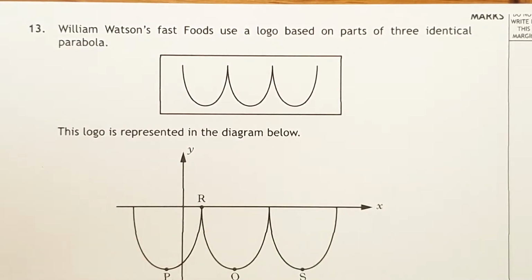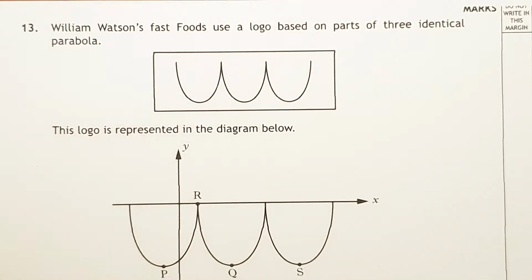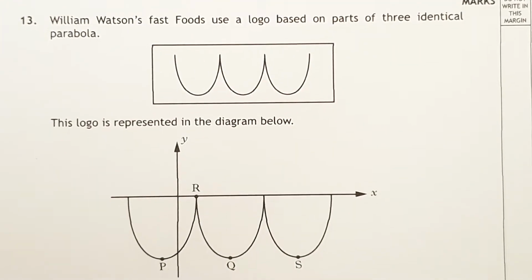National 5 Maths, Practice Paper I, Paper 1. Now in question 13, what we're asked to do, first of all, is to state the coordinates of P.